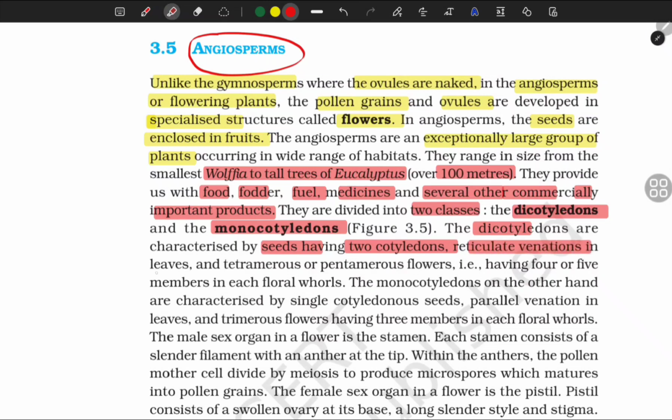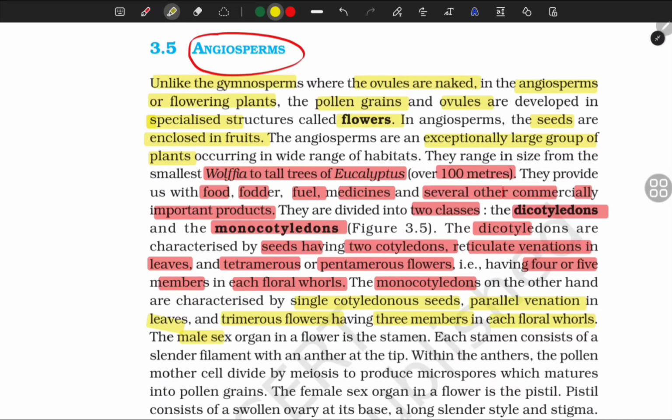reticulate venation in leaves, and tetramerous and pentamerous flowers, that is, having four or five members in each floral whorl. The monocotyledons, on the other hand, are characterized by a single cotyledon seed, parallel venation in leaves, and trimerous flowers having three members in each floral whorl.